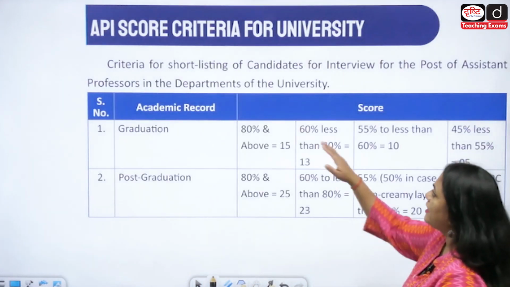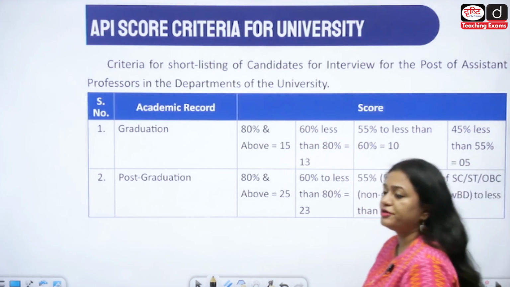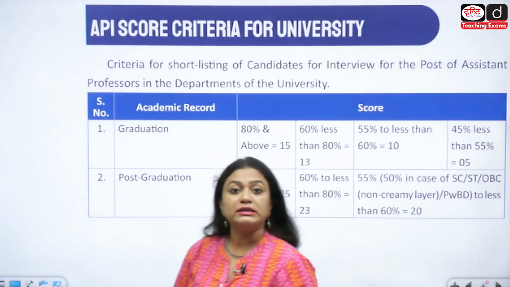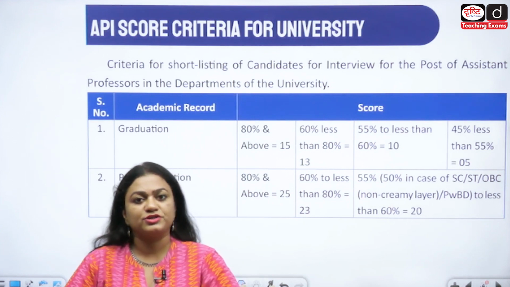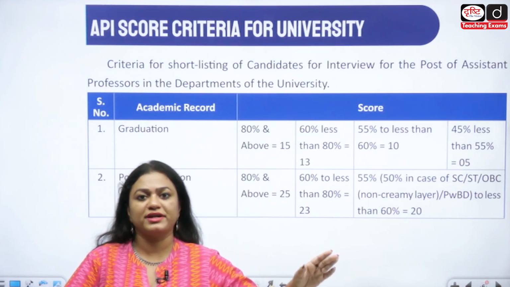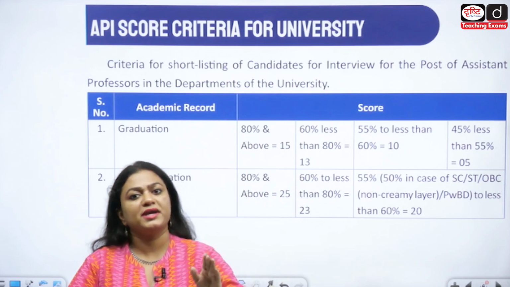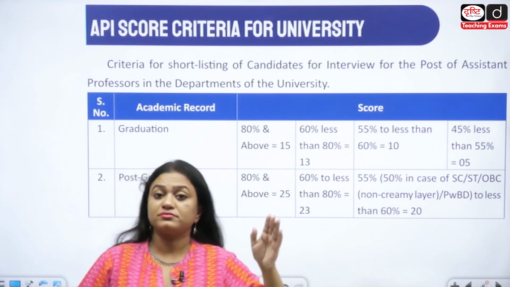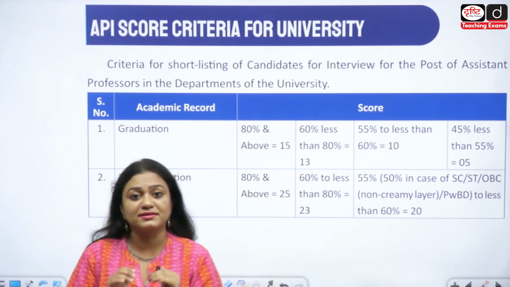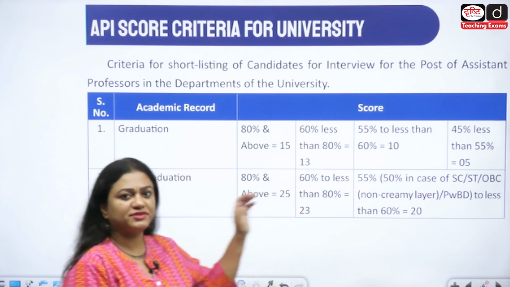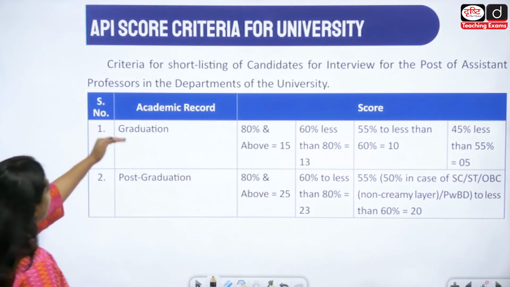Now here, API score criteria for university. Let me tell you, in this lecture, I have chosen the API score criteria for the university, and the API score criteria for the colleges. And you will see the differences in the scores as well. So let's first start here. These are the parameters.